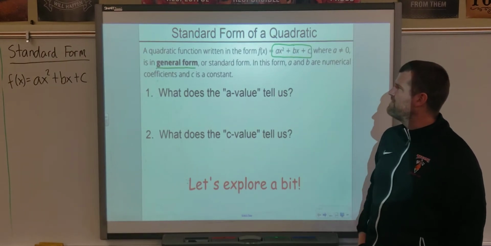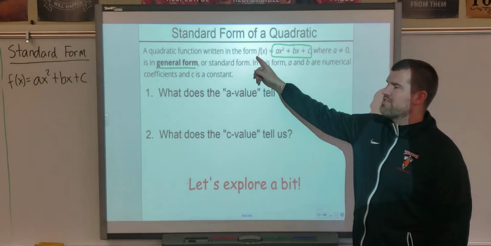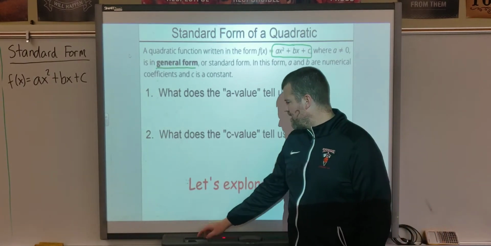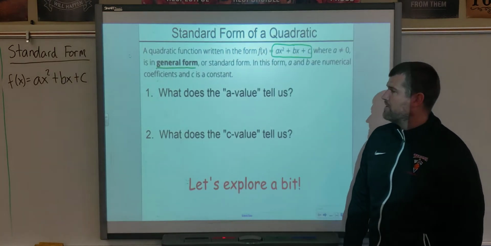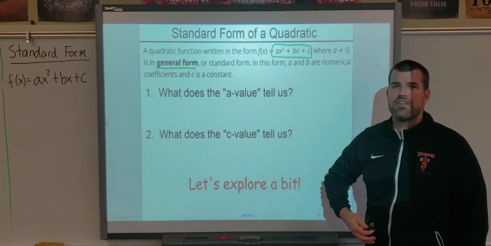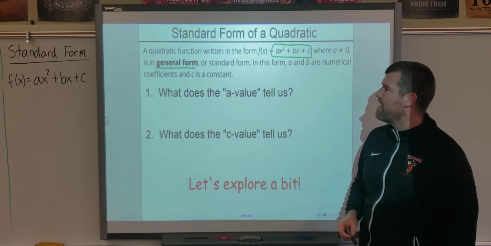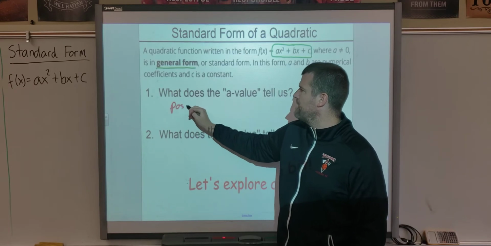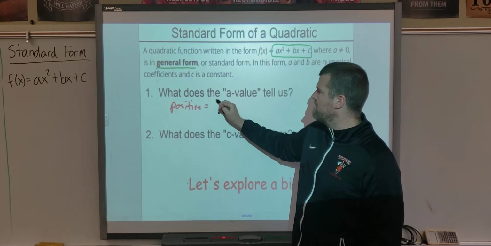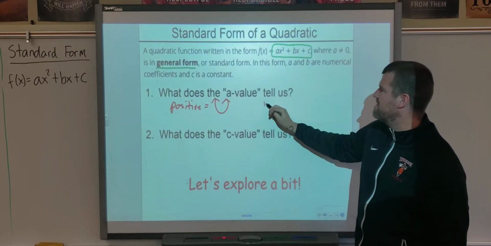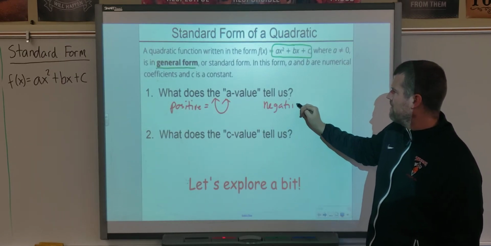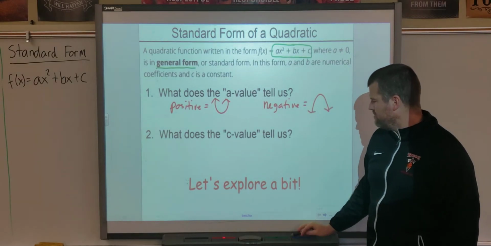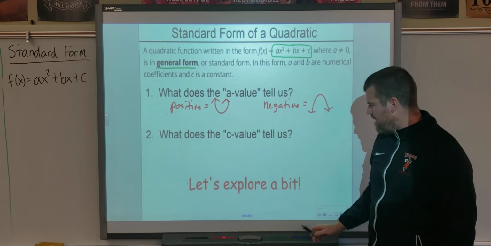The only difference for graphing is instead of equaling 0, it's just our f of x or y equals out front. Just like when we did factored form, the a value is still going to tell us the same thing. So I'm not going to spend a lot of time going over the a value, but we know if a value is positive, the graph opens up, and if it's negative, the graph opens down.